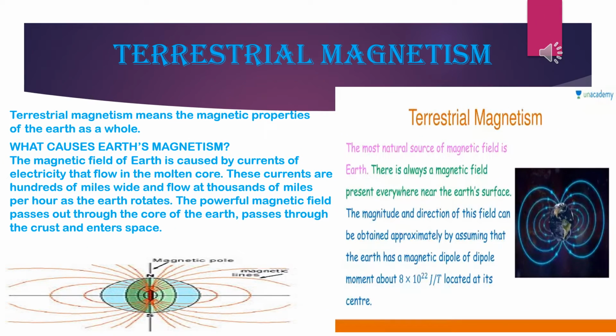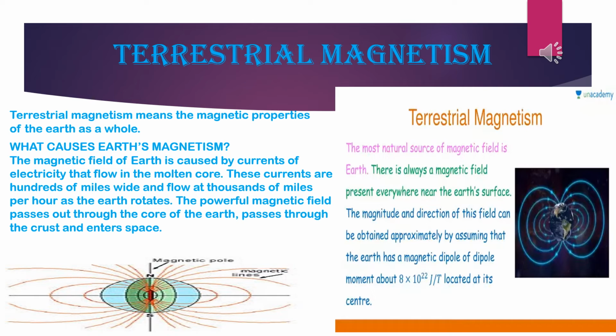Now, the last topic of this chapter, that is terrestrial magnetism. Terrestrial magnetism means the magnetic properties of the earth as a whole. What causes Earth's magnetism? The magnetic field of Earth is caused by currents of electricity that flow in the molten core. These currents are hundreds of miles wide and flow at thousands of miles per hour as the Earth rotates. The powerful magnetic field passes out through the core of the Earth, passes through the crust, and enters space.